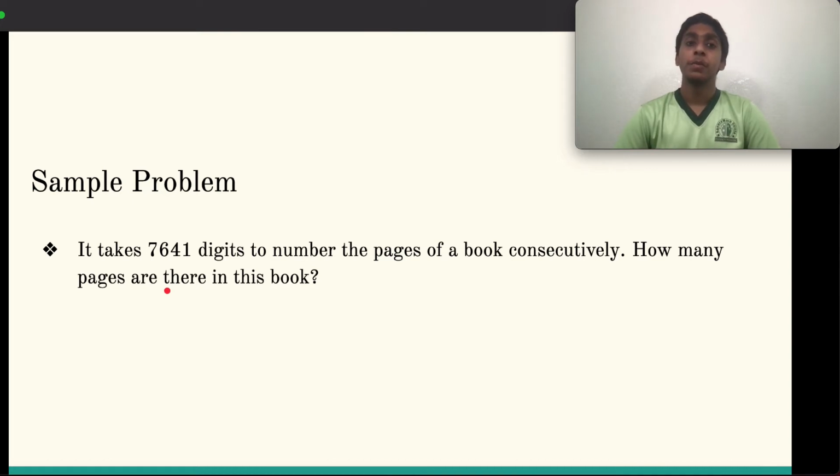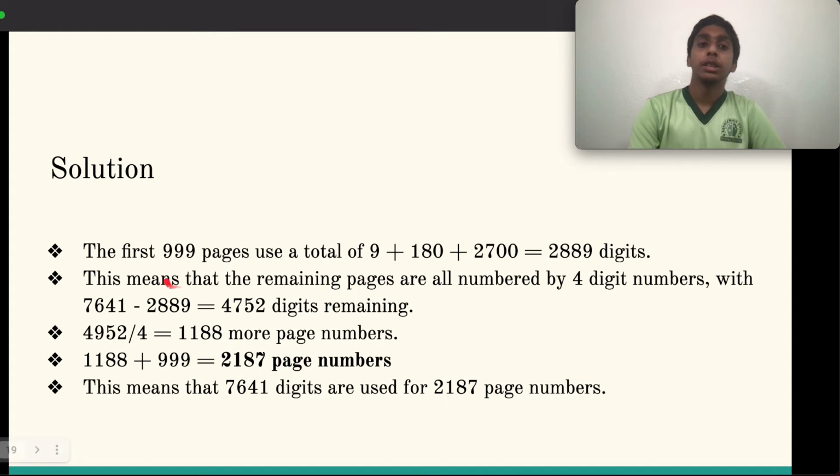Okay guys, so hopefully you solved it out real quick and you got your answer. So let's go into how you can solve this one. Okay, so your first 999 pages use a total of 9 numbers plus 180 plus 2700, which is 2889 digits, right? So the first 999 pages use 2889 digits. So how exactly did we calculate this?